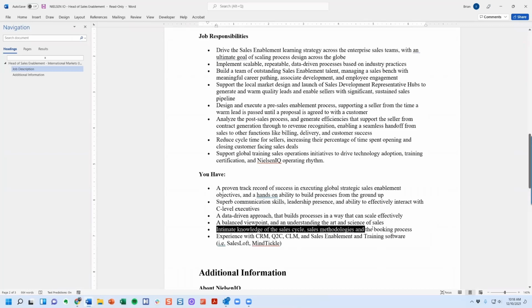Intimate knowledge of the sales cycle, sales methodology, the booking process. So the booking process is getting through legal, getting through finance, getting through the deal desk. The deal desk is, you know, people who help with proposals, and then getting contracts signed. Experience with CRM, customer relationship management. QT2C is quote to cash.